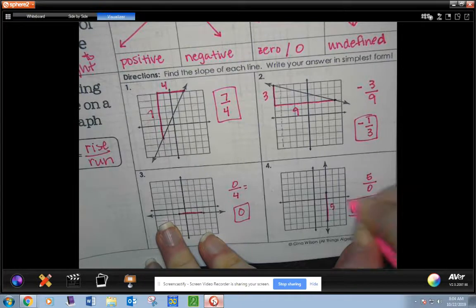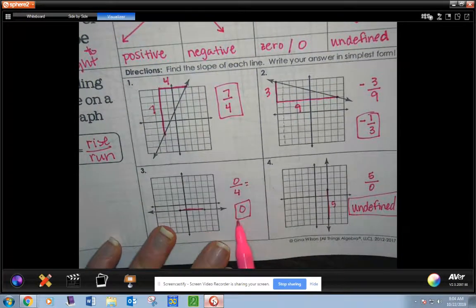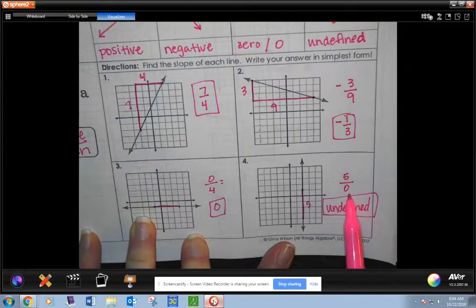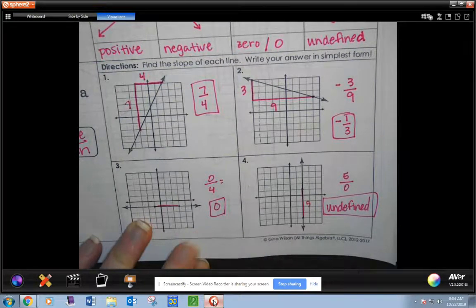Okay, so if 0 is on the top, your answer is 0. If 0 is on the bottom, your answer is undefined. Okay, y'all flip to the back of this page and try a couple of those on your own, and then we're going to check them. Make sure you simplify.